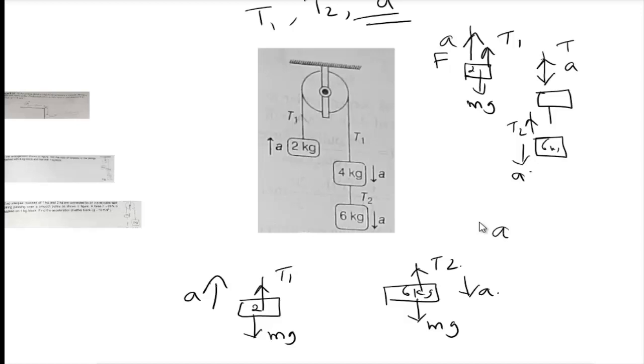How can we find out the acceleration? What is the formula for finding acceleration? Net force acting on the object divided by total mass. What is the net force acting on it? Force equals mass into acceleration. Here 2 kilogram is the mass, acceleration is acting upwards. All other forces are acting downwards, right?